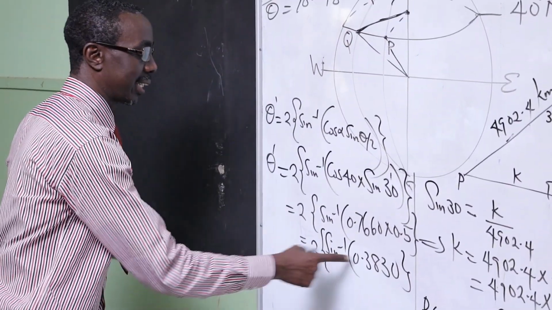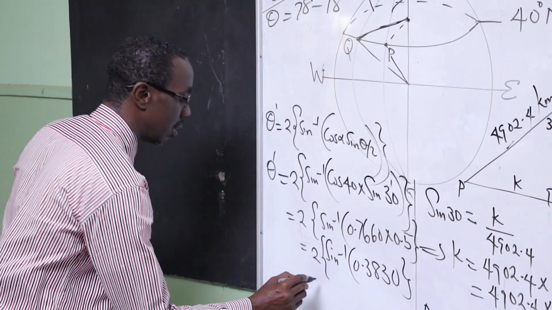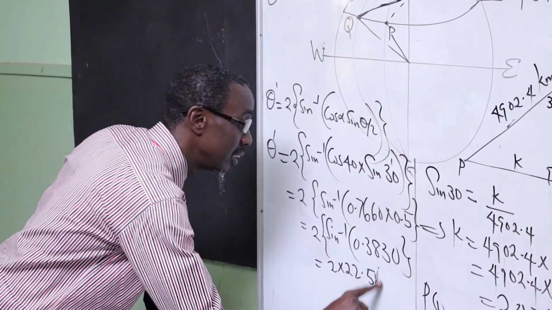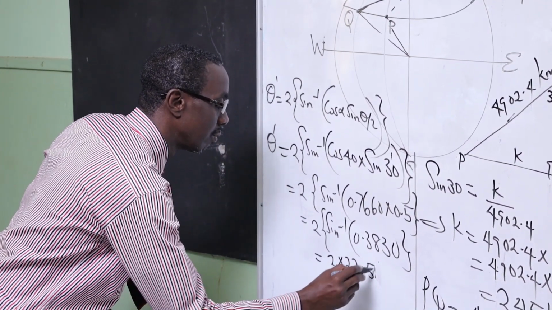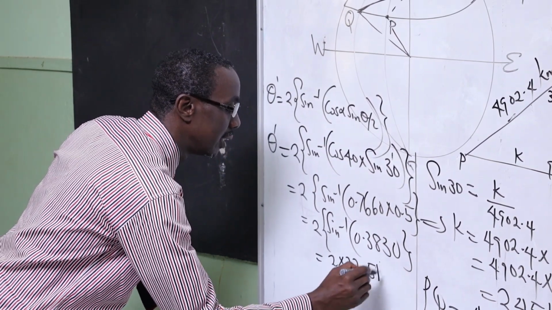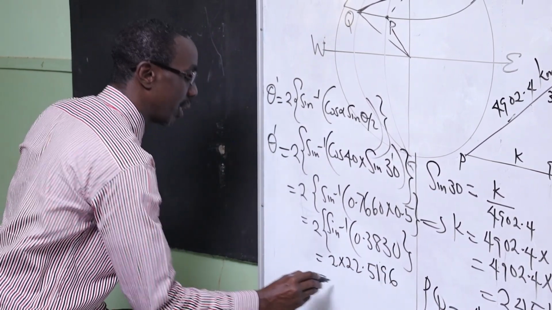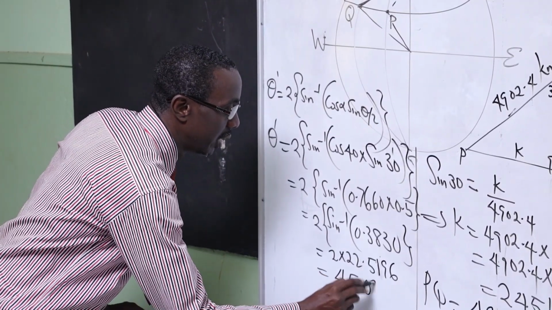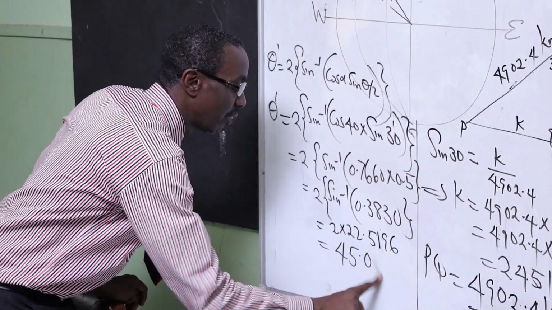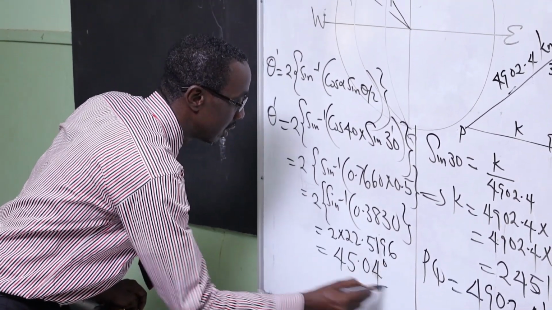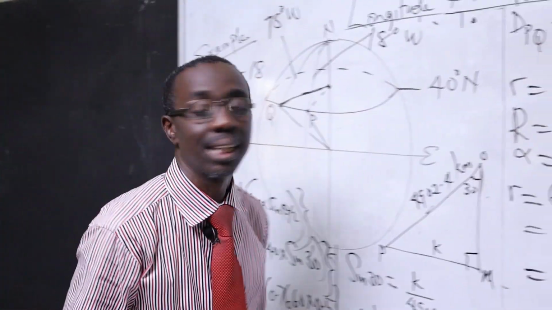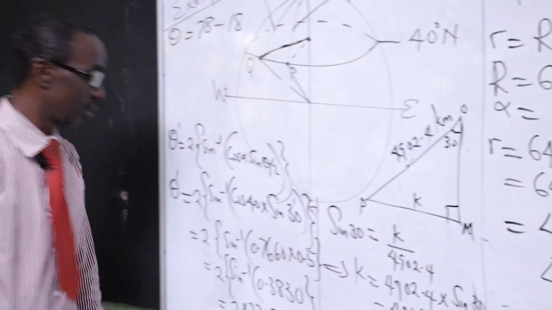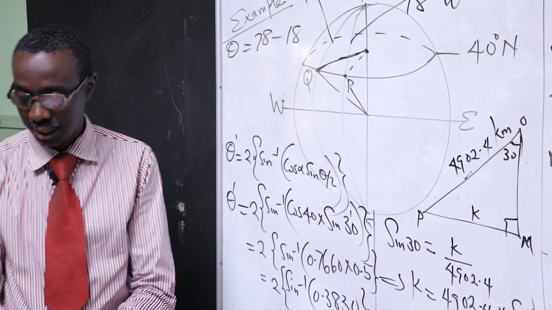So what's the arcsine of this? It is 22.59 degrees, more precisely 22.5196. Multiply that by 2 and you have 45.03. Let's leave it as 45.04 degrees. That is the best answer. To one decimal place, 45.0.